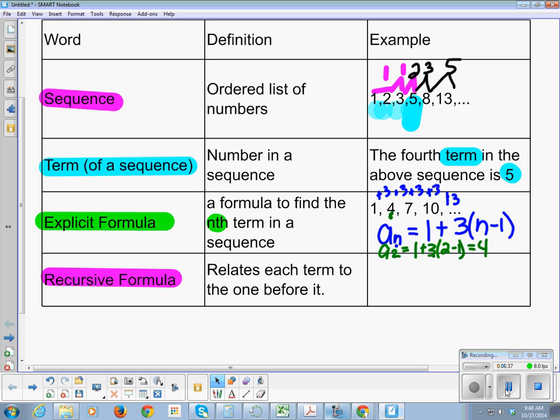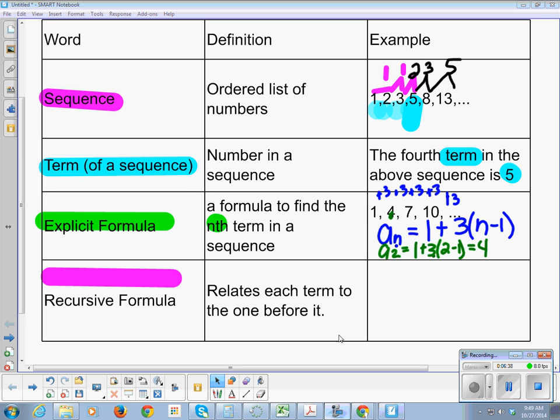And then I'll show you how to fill it in. All right, so for a recursive formula, you have to identify the first term. So in our sequence up here, 1, 4, 7, and 10, what is the first term? Promise you it's equal to 1.